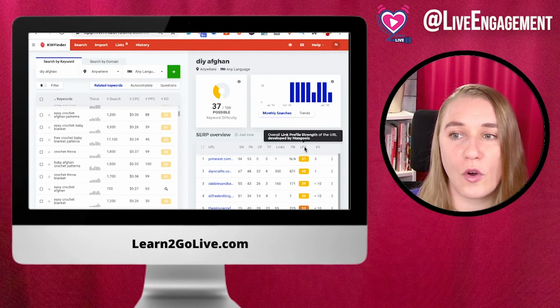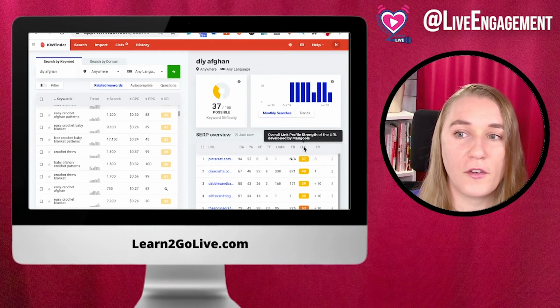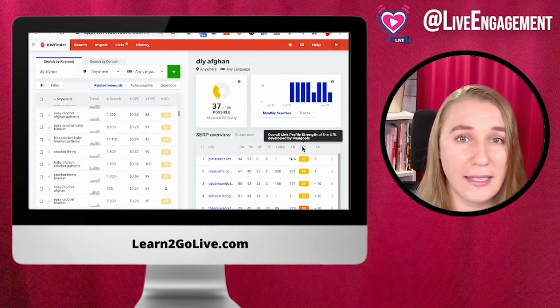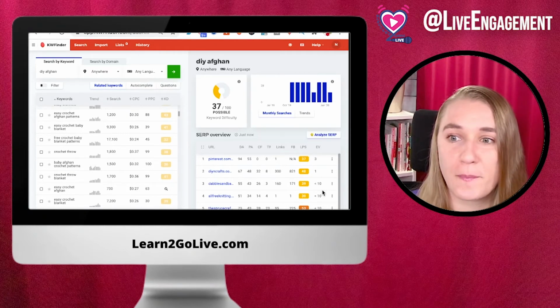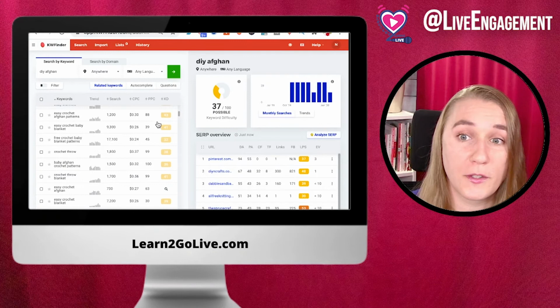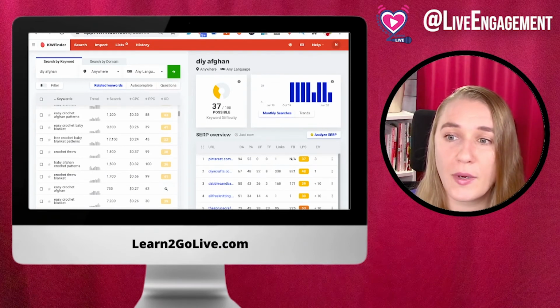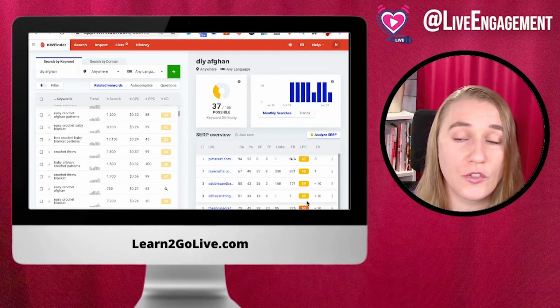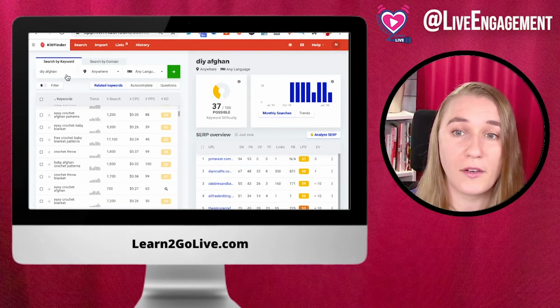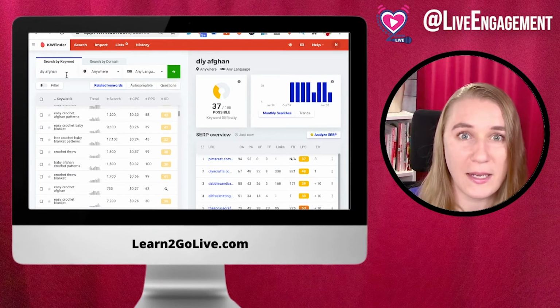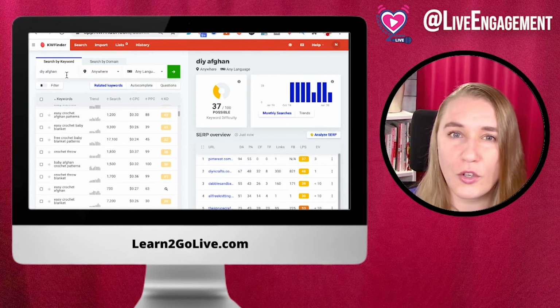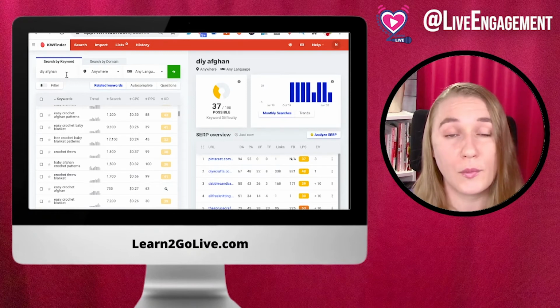It also even gives you an overall profile strength of this URL by Mangools, which is the company that provides or owns KWFINDER. So you can see that likely you have a good chance to outrank this one right here for the specific keyword, but the ones in red, definitely not. But it looks very good because these are all yellow, so you have a high chance of actually ranking for DIY Afghan in this example. So those are the things you kind of want to look for when you are looking for keywords and when you do your research.